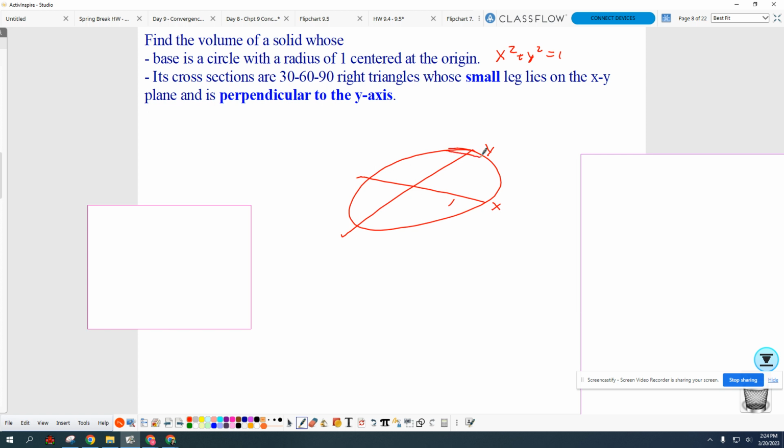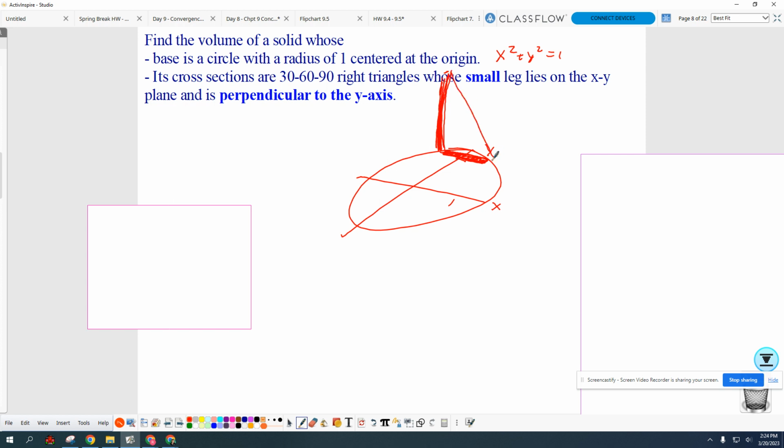So this is the small leg, perpendicular to the y-axis. So that's this way. We drew them the other way before. Perpendicular to the y-axis. Wouldn't it not matter because it's a circle? It doesn't matter because it's a circle, which is one of the reasons I didn't want to do this one. But to be accurate with how they wanted it set up, the height would be root 3.